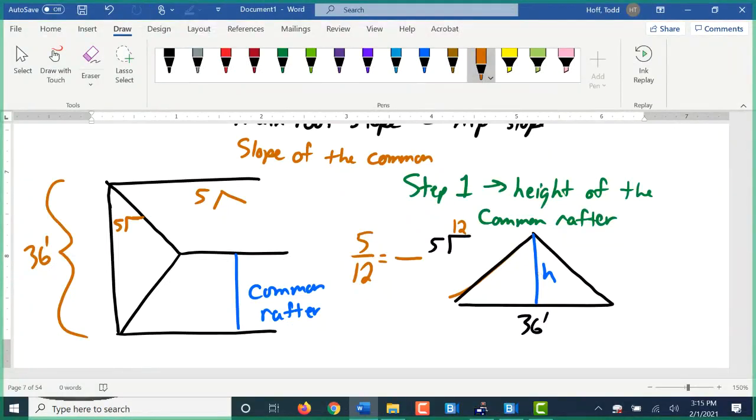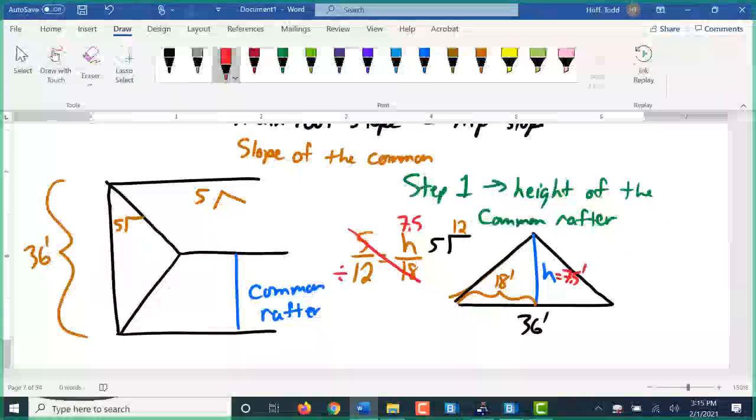H is vertical. That's the rise. That goes with the 5. What goes underneath the H is our run: 18 feet, half of our span. So to find H, we're going to cross multiply and divide. 5 times 18 divided by 12. H is 7.5. Now, if that were a finished number, one that we needed for a measurement, we would convert it to feet and inches. It's not.